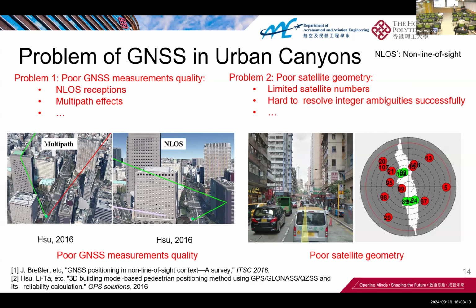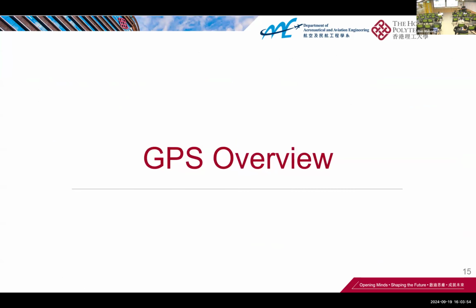So in short, in conclusion for this slide, we have the multipath and also erroneous signals. This will cause poor measurement quality. For example, in the open sky, the measurement noise is around the centimeter level. If the signal is reflected by buildings, the range error can reach around 100 meters. So this is the challenge. Because you only receive a very limited number of satellites, you have poor satellite geometry as well.